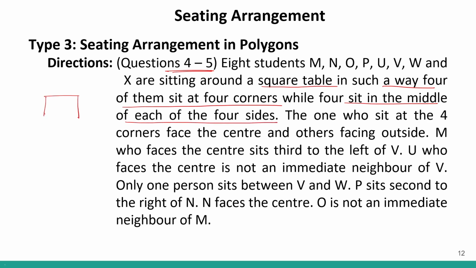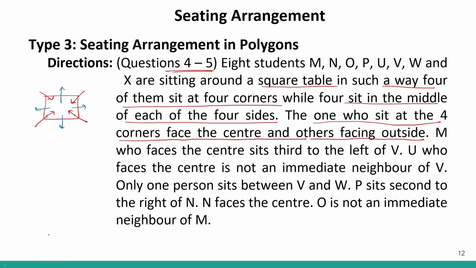So we have 8 students. 4 sit at the corner and 4 sit at the middle of the seats. Now, different directions. The ones who sit at the 4 corners face the center. So these 4 people face the center, and the ones that are sitting at the edge face outside. Let me use a different pen to highlight. So these 4 people are facing outside, whereas these 4 people are facing inside.